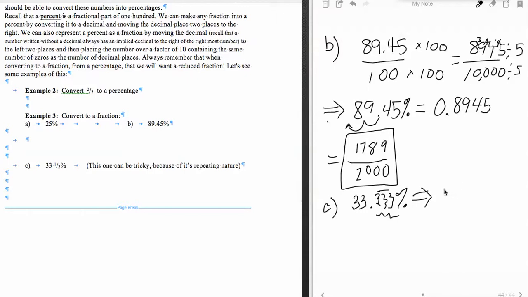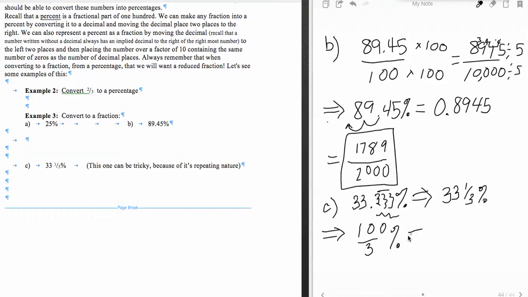So as it stands, 33 and a third percent, the first thing we're going to do is turn 33 and a third into a mixed number, or rather an improper fraction instead of a mixed number. Sorry about that. So our improper fraction representation of this: 3 times 33, which is 99, plus 1, which is 100, and that's 100 thirds. So now we have 100 thirds percent.